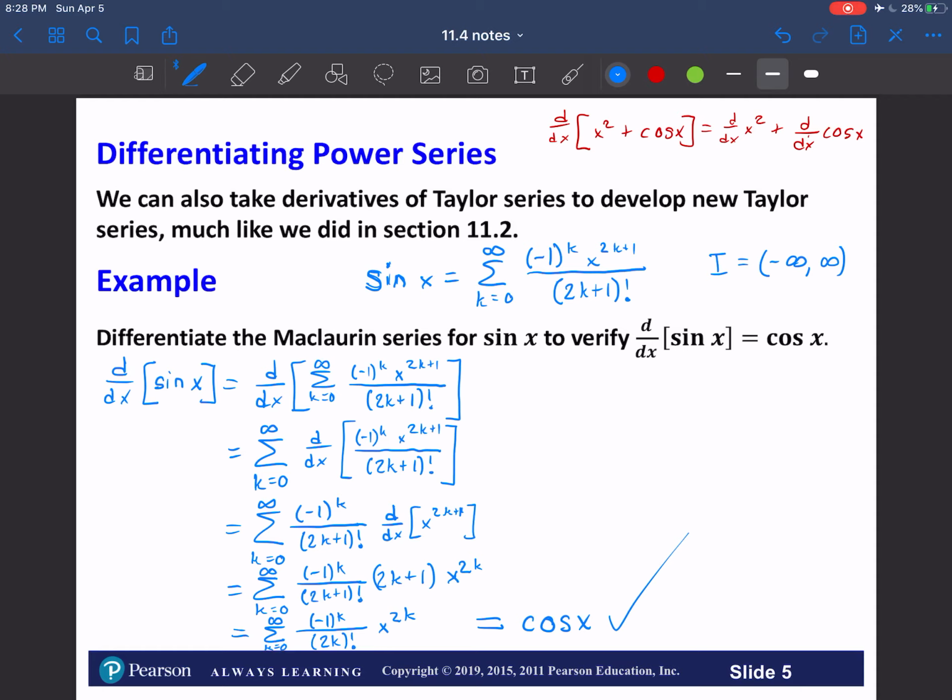The key thing to notice on a problem like this is that this derivative can be moved inside the sum, and it will only apply to things that have x's in them. Everything else is treated as a constant. This negative 1 to the k is a constant. This 2k plus 1 factorial, that's a constant, at least with respect to x. And so we can move it outside of the derivative.